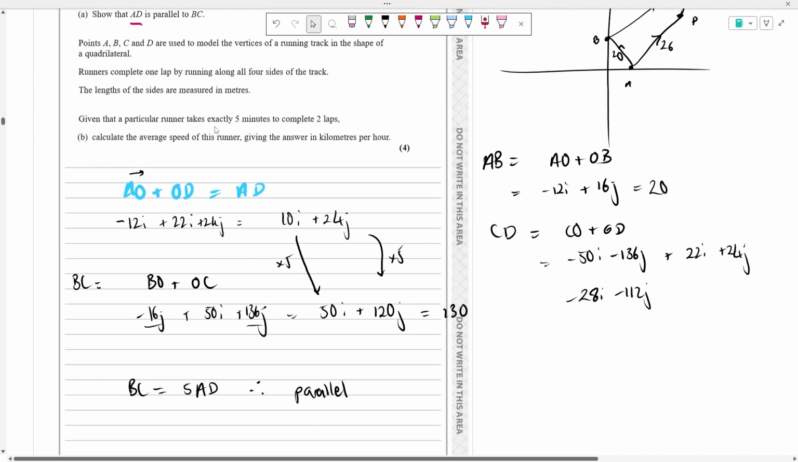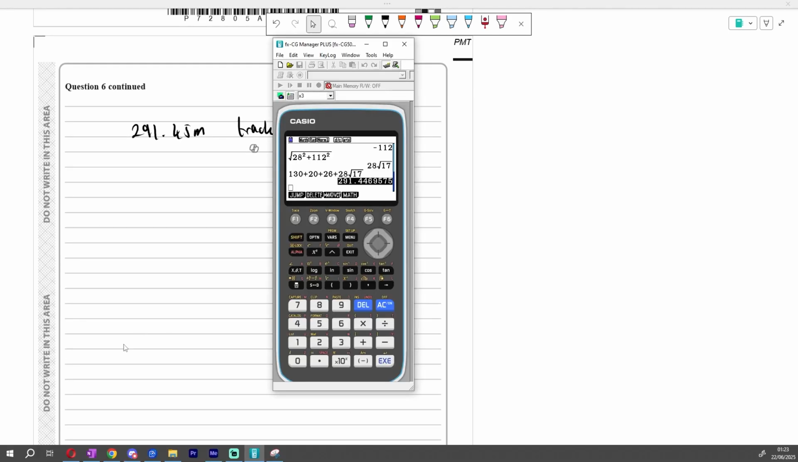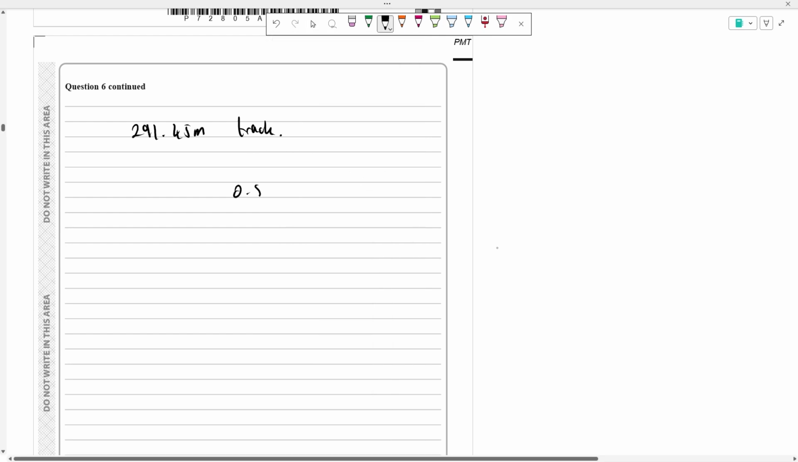A particular runner takes 5 minutes to complete 2 laps. Okay, so if I times this by 2, and I'm actually going to convert this into kilometers as well, and I can just do that by dividing by 1,000. Okay, so he's run 0.5829 kilometers in 5 minutes. Okay, so that's times by 2 because that's 2 laps. Okay, that's essentially a distance and time.